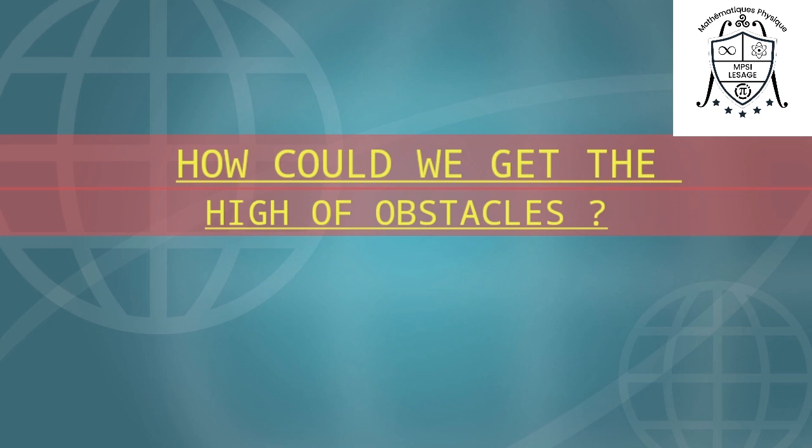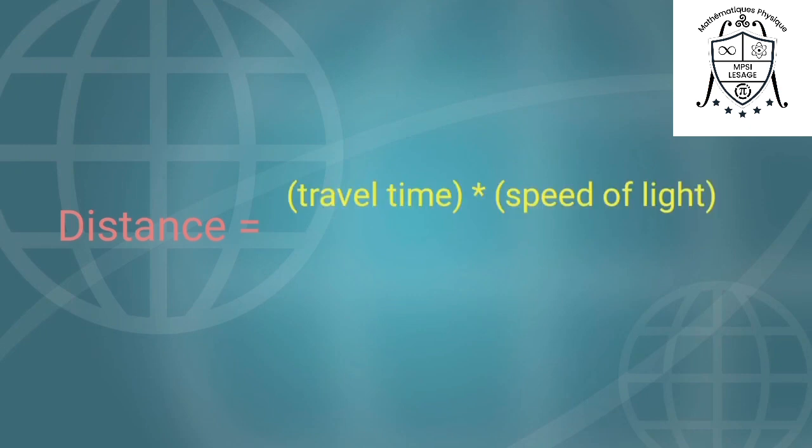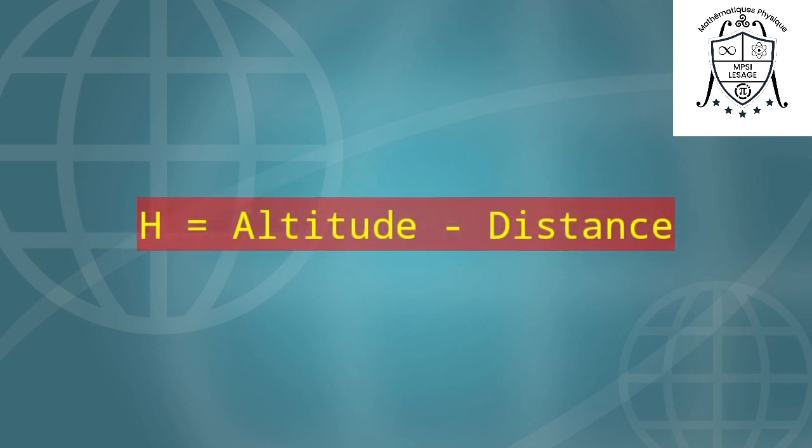As I said previously, the light is only almost immediate, so we can measure the time that the light takes to come back to the plane and deduce the distance between the obstacle and the plane. We get h, the distance between the plane and the obstacle, by multiplying the time measured by the speed of light and dividing by 2 because it makes the trip 2 times. And because we know the altitude of the plane with the GPS, this altitude minus h gives us the height of our obstacle.